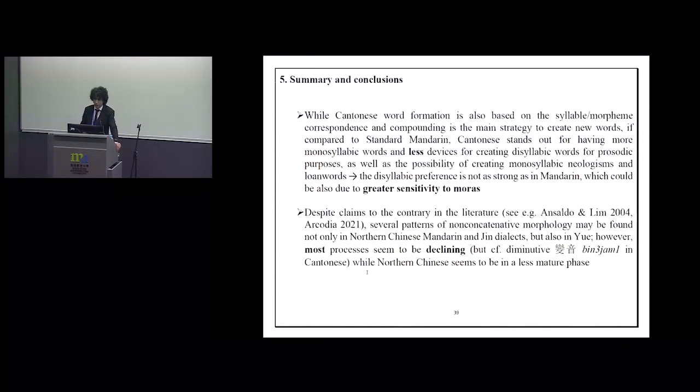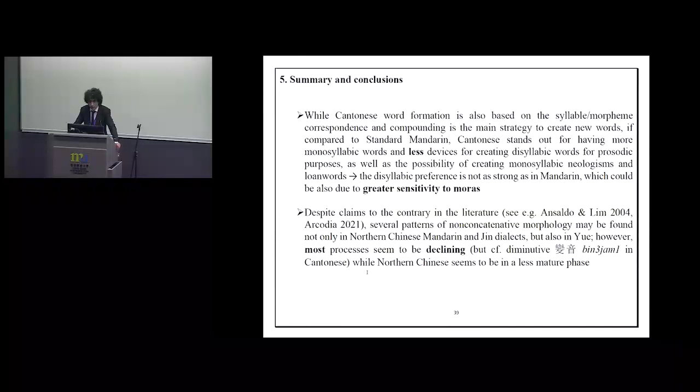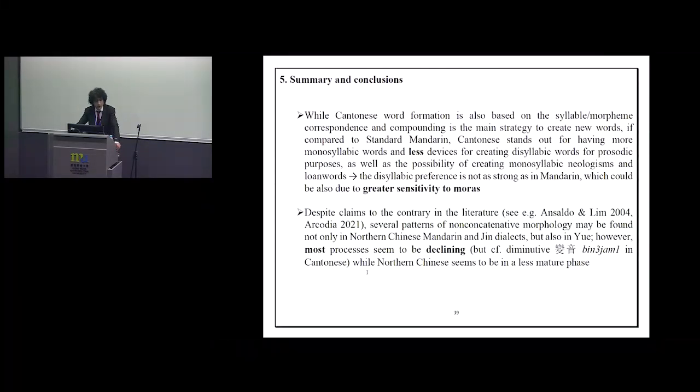So while Cantonese word formation is also based on the syllable morpheme correspondence, and compounding is the main strategy to create new words, if compared to standard Mandarin, Cantonese stands out for having more monosyllabic words and fewer devices for creating disyllabic words for prosodic purposes, as well as the possibility of creating monosyllabic neologisms and even monosyllabic loanwords. So the disyllabic preference is not as strong as Mandarin, which could also be due to greater sensitivity to moras.